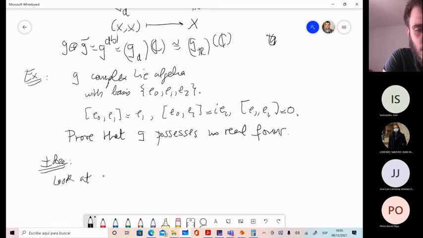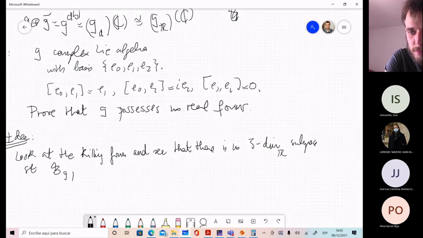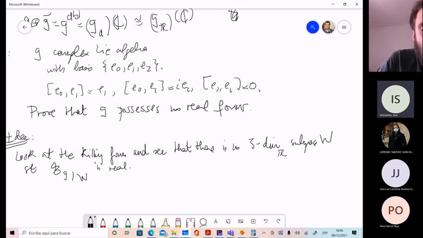I haven't tried this. Look at the Killing form and see that there is no three-dimensional subspace W such that V restricted to W is real. Maybe you can do something even simpler.